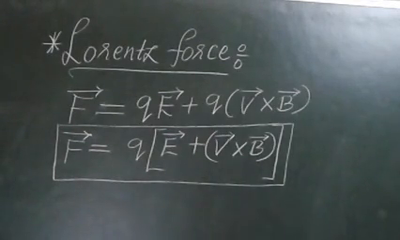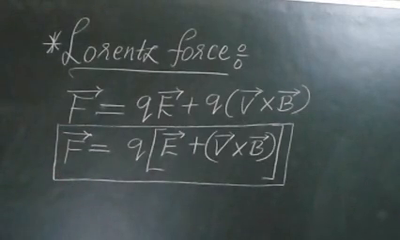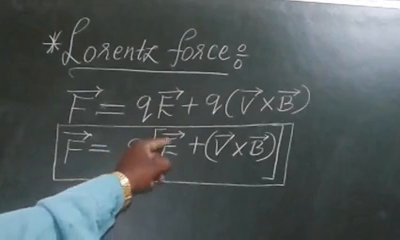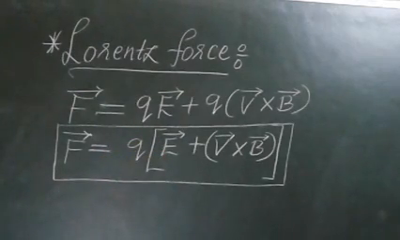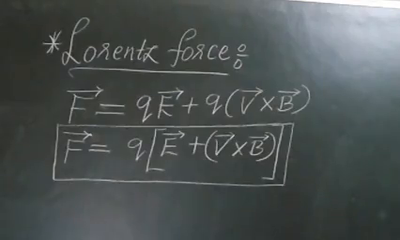So Lorentz force is given by the formula F equals QE plus Q into V cross B. Q is the common factor here, therefore F equals Q into E plus V cross B, taking Q outside. So what is the formula for Lorentz force? F equals Q into E plus V cross B. Here you can clearly see that V cross B, vector V cross vector B, is the vector product or cross product.